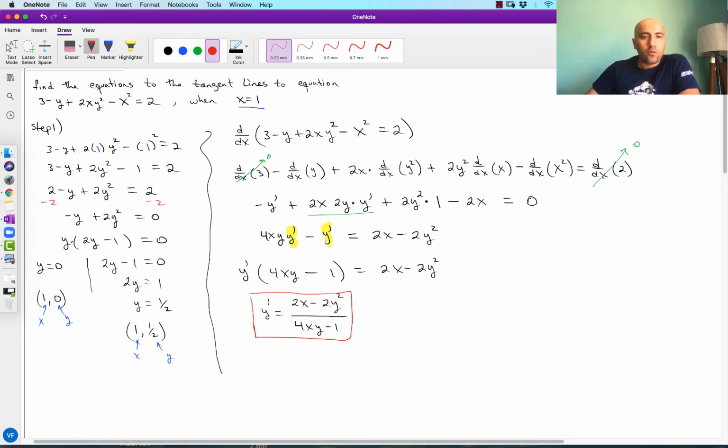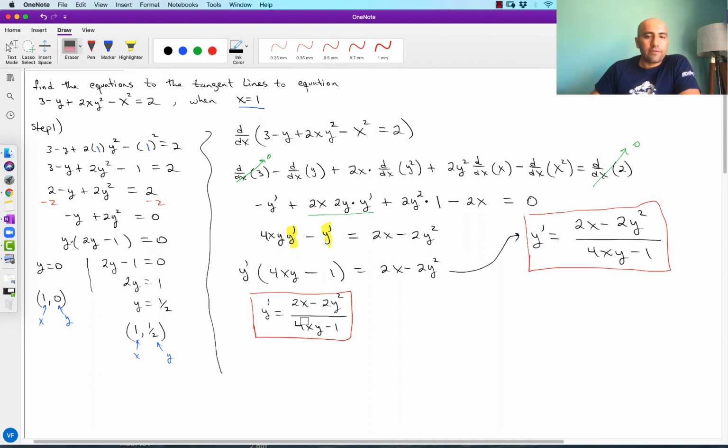So actually, just to make a little bit of space, I'm going to move this over here and say from here this way, this is going to be y prime equals 2x minus 2y squared divided by 4xy minus 1. So let's put that up in a little box over there. And that way it gives me a little bit of space here.